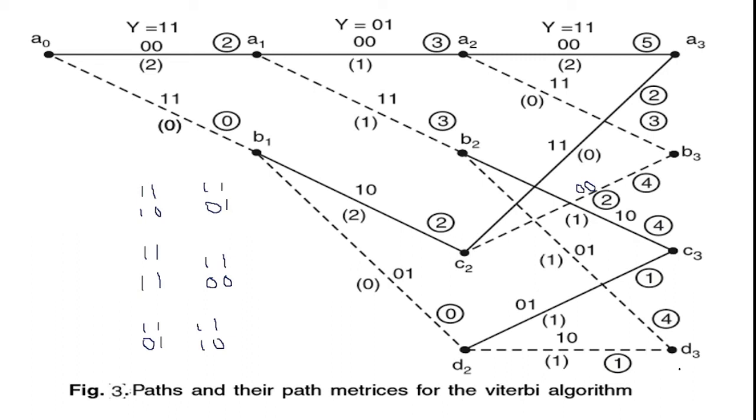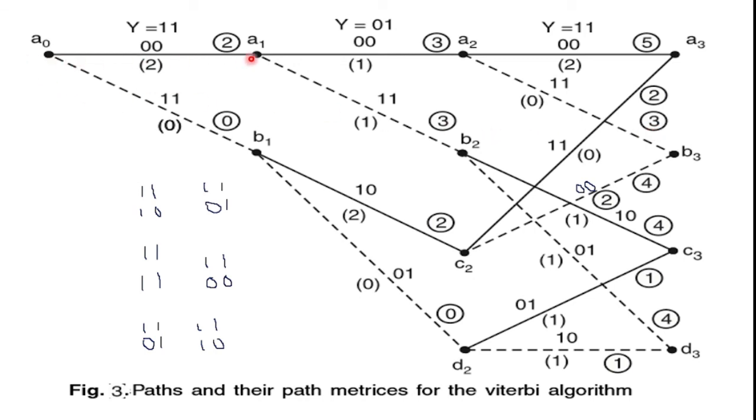Next calculate the running path metric. The running path metric is the sum of the branch metrics. So in this direction, the running path metric is adding the branch metrics 2 plus 1 plus 2 equal to 5. And in this path, the running path metric is 2 plus 1 plus 0 equal to 3.